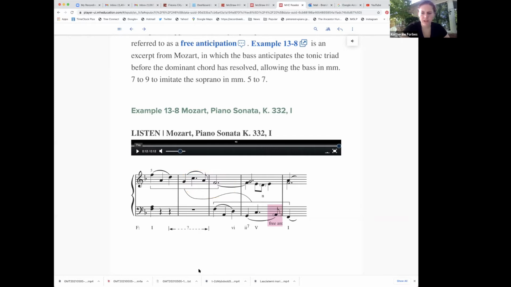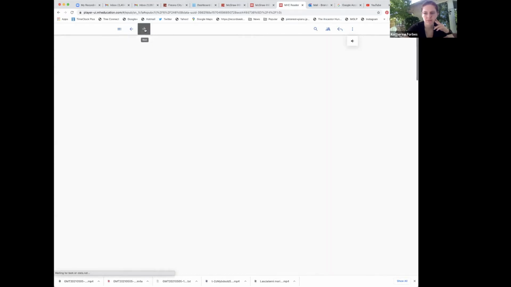Because only the soprano is playing that, I think. I don't know, that doesn't make sense. Yeah. Maybe, yeah. Anyway, have the stems like that. I wouldn't lose too much sleep over the free anticipation. It will not show up on your final.